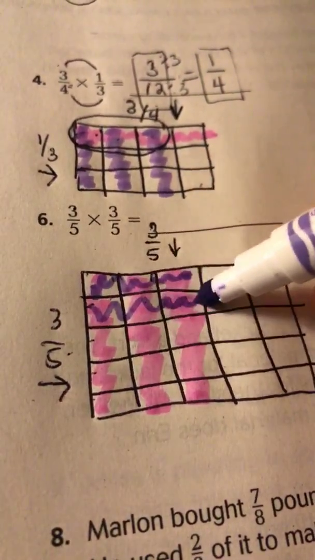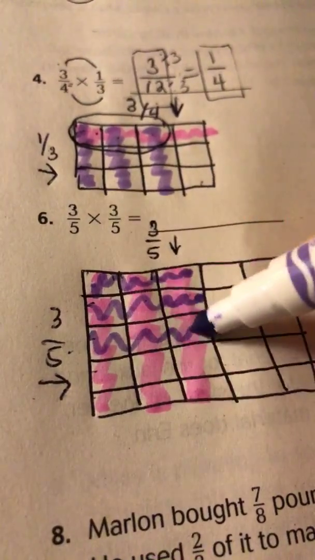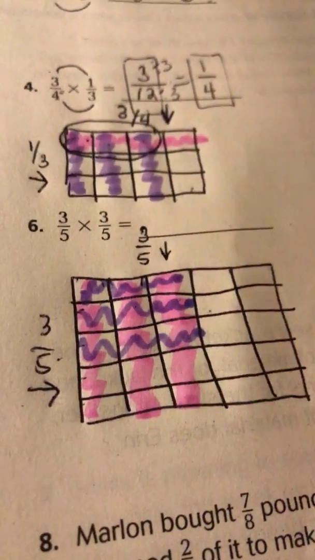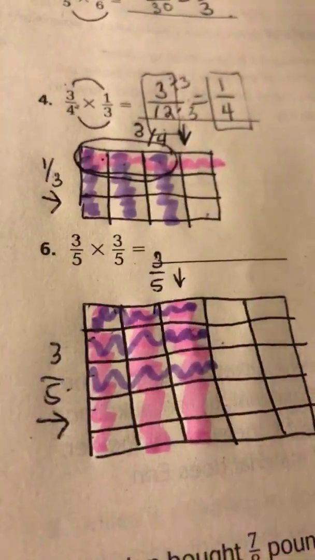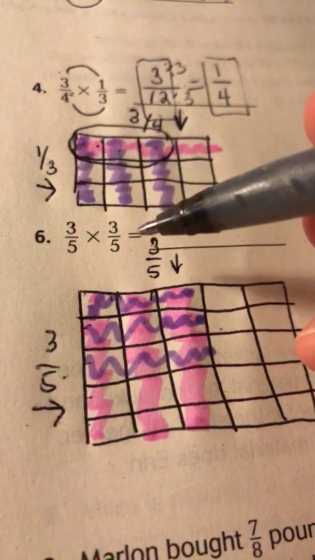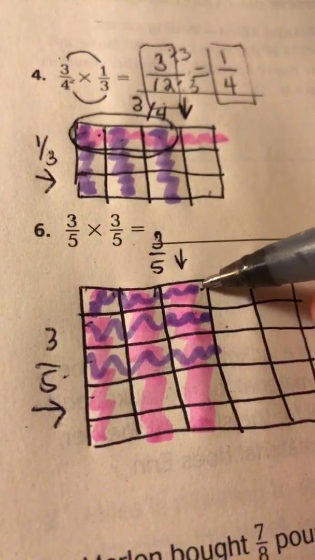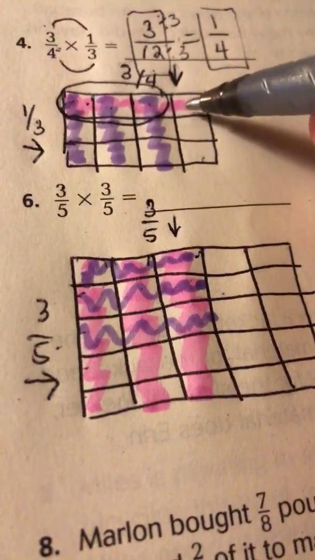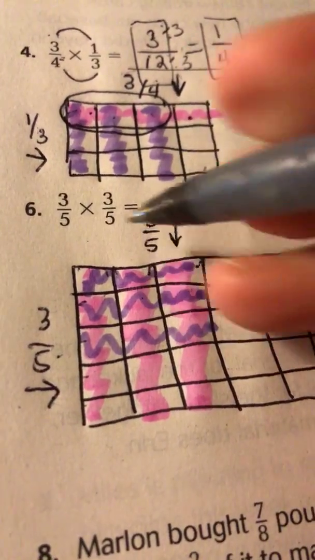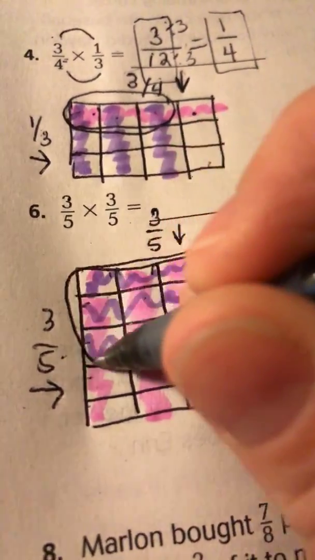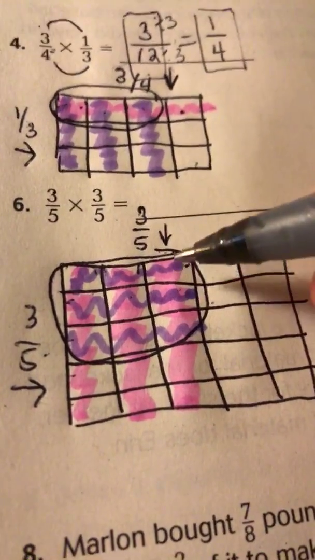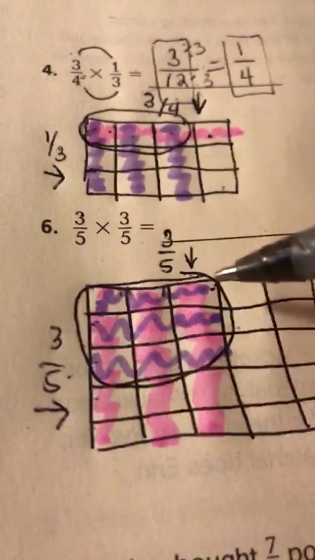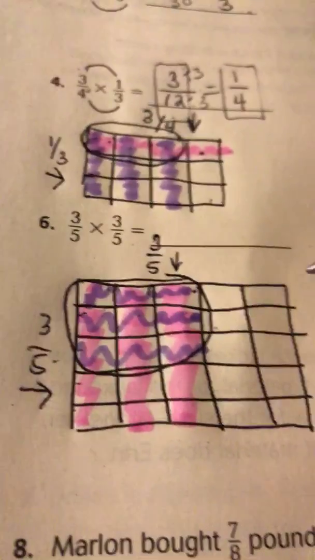I'm stopping right there. Why do you think I decided to stop right there instead of going all the way across? I want you to think about that for a moment. I decided to stop here because these other parts that are not overlapping, we don't use them. So I already know that part's not going to count. I only need the overlapping parts, so I saved my beautiful purple ink and didn't draw all the way across.